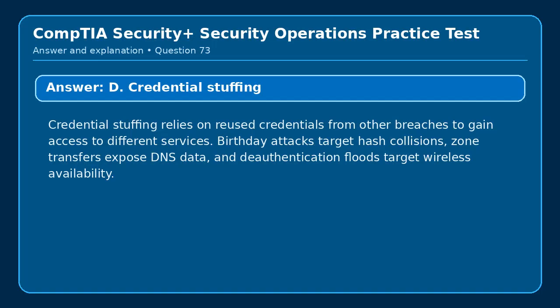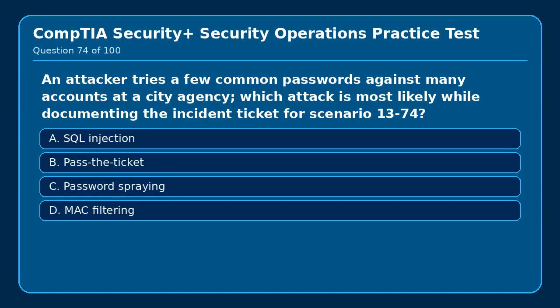Which control most directly reduces risk from stolen passwords at an insurance firm's remote access portal before the production rollout for scenario 13-76? A. Longer DHCP leases. B. A public file share. C. Multi-factor authentication. D. A larger wireless channel width. Take a moment to choose your answer.